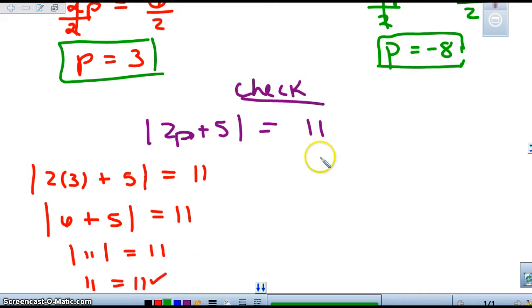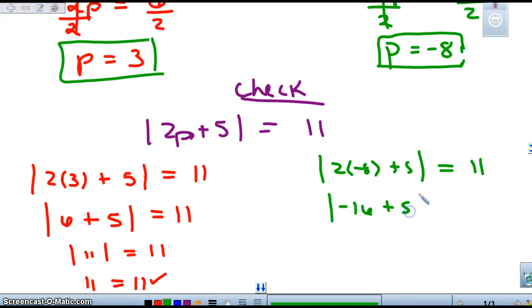If we check with negative 8, 2 times negative 8 plus 5. The absolute value of negative 16 plus 5 should equal 11. The absolute value of negative 11 is 11. That's equal to 11. That means both of our answers are true.